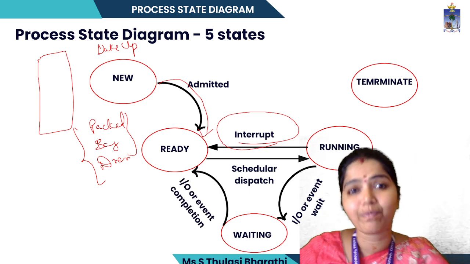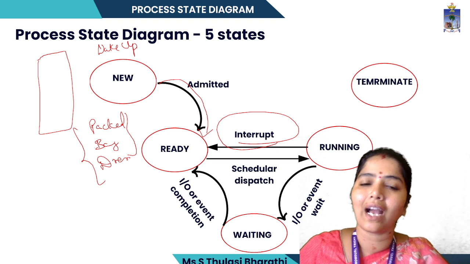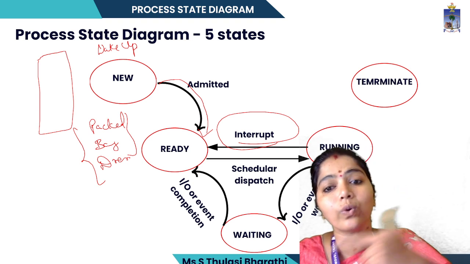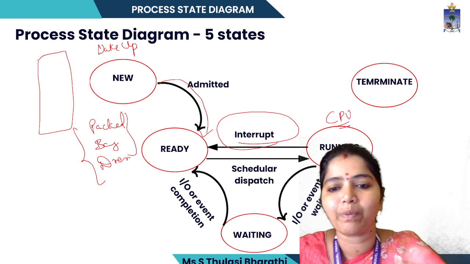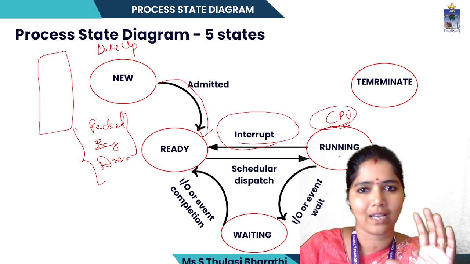Okay, my mother gave me breakfast. What will I be doing? IO or event completion is done. Again, I'll be put in the ready state, start my work again, and I'll start to run. Again, whenever the CPU is allocated, it will be taken back here. Now you may ask me, ma'am, where does the CPU come in here? We don't understand. Very good.